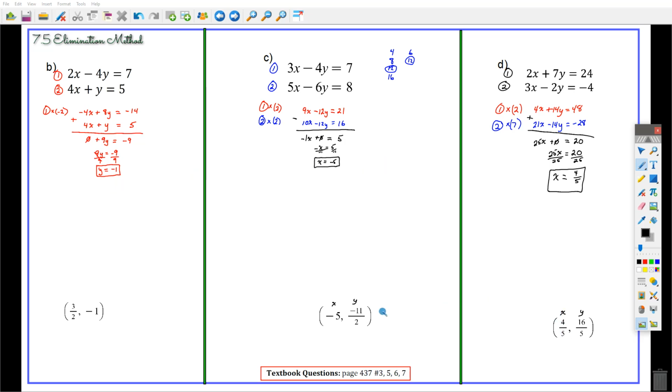So there are 3 examples of how you can use elimination to get one of the values of your solution, of your coordinate, where those 2 lines would cross. And then if you have your textbook, the Pearson one, you can try some questions on page 437, questions 3, 5, 6 and 7.